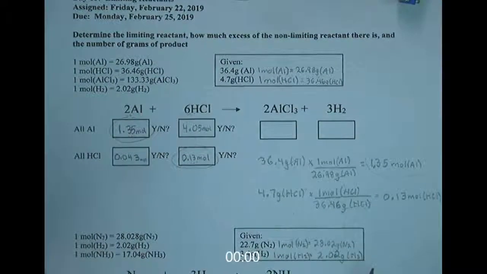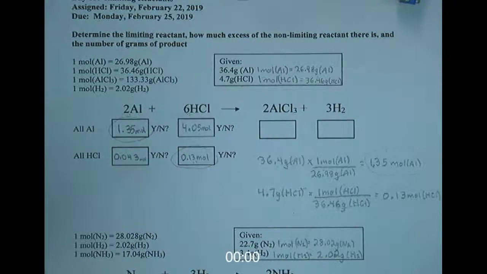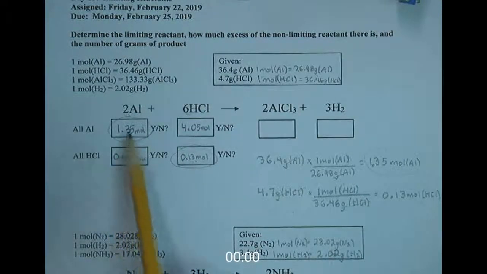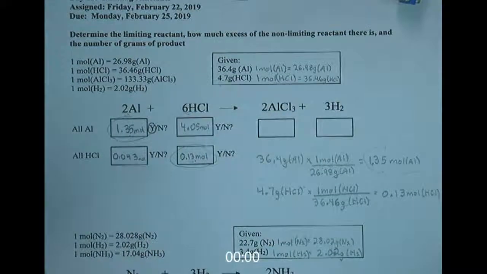So we want to figure out which of these reactions could actually take place given how much of each of the reactants we were given. So we simply ask ourselves, do we have at least this many moles of each of these reactants in each of these situations? So the question is, do we have at least 1.35 moles of aluminum? Well, yeah, that was the number we were given. So yes, we have that. So I'm going to circle the Y. Yes, we have that much.